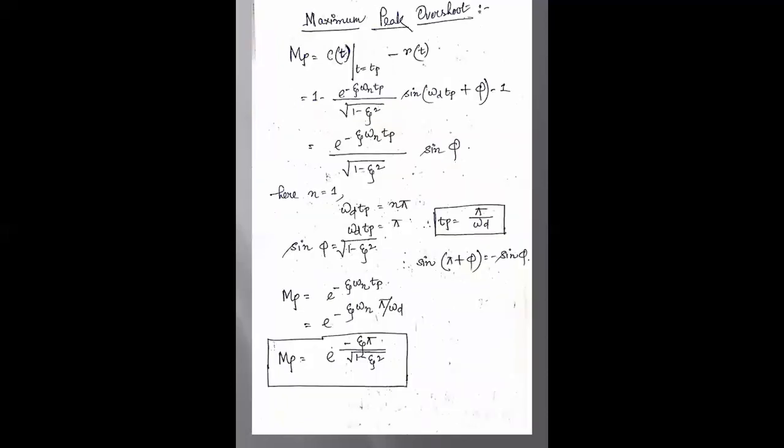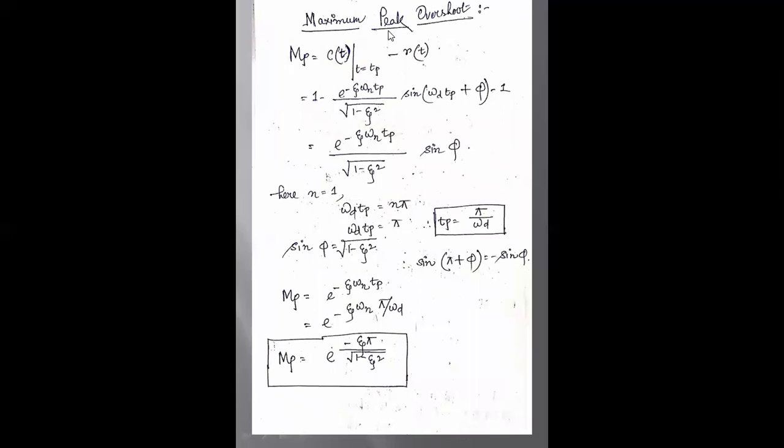The values of n are 1, 2, 3, 4. So n equal to 1 stands for the first overshoot, n equal to 2 stands for the first undershoot, as I have already told. N equal to 3 stands for the second overshoot, and n equal to 4 stands for the second undershoot. So in this way the value of the peak time Tp is Tp equal to n pi by omega d. This is called the peak time.